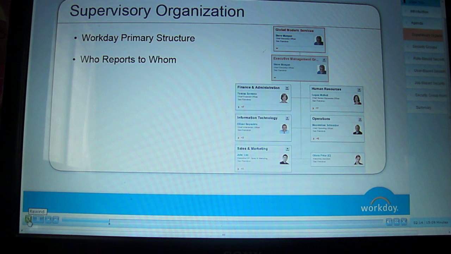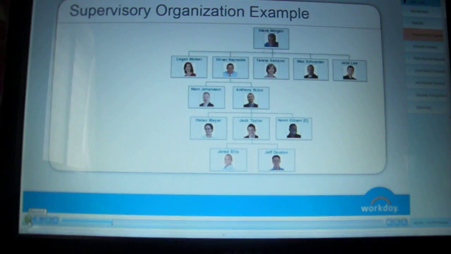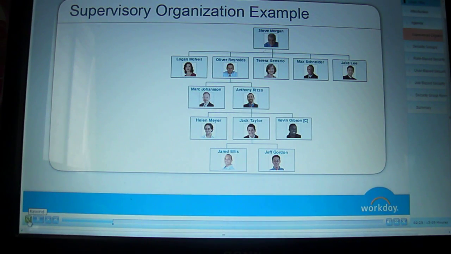This represents who reports to whom. A supervisory organization is not a cost center or a department, but a reporting hierarchy. This is an example of a supervisory organization hierarchy.